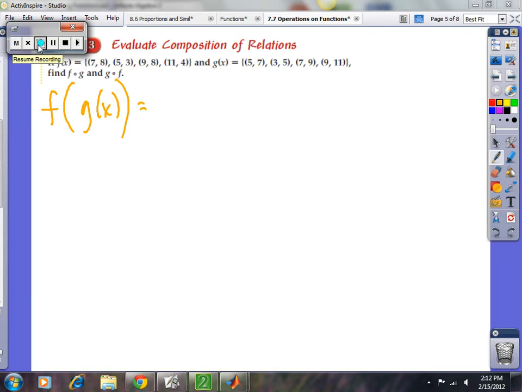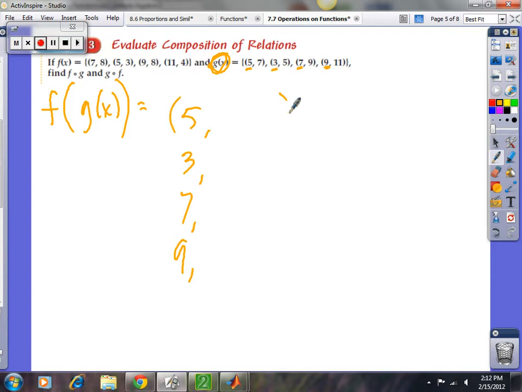Okay, if you're going to do f compose g, you are starting with g of x. So you're going to start with this guy. These are your inputs. These are what you plug into g of x. So I'm going to plug in a 5. I'm going to plug in a 3. I'm going to plug in a 7. And I'm going to plug in a 9. Those are your x's.